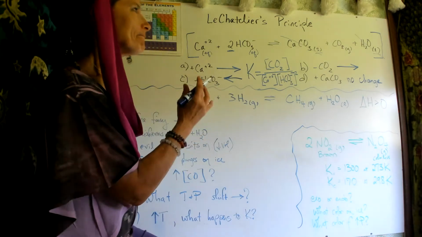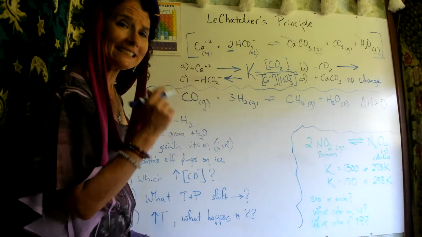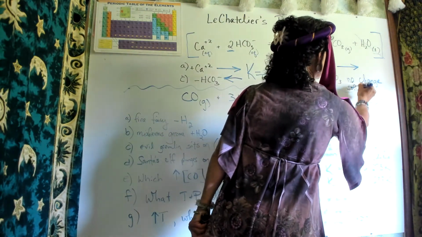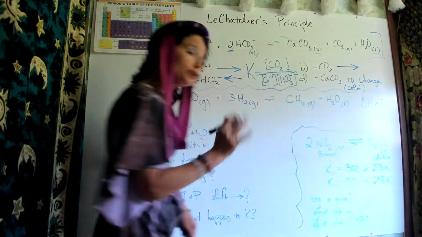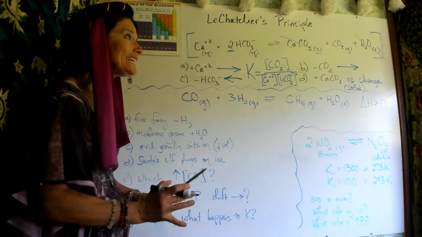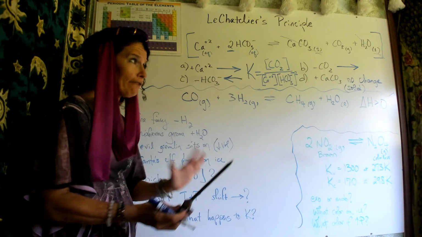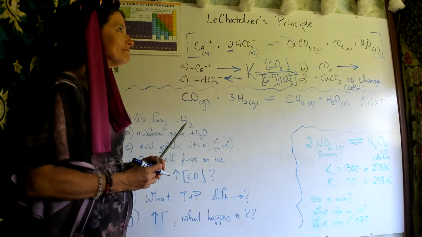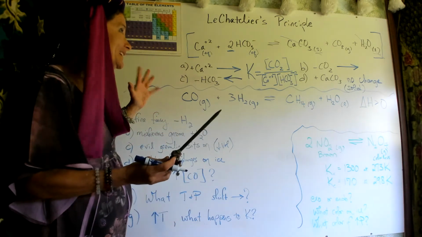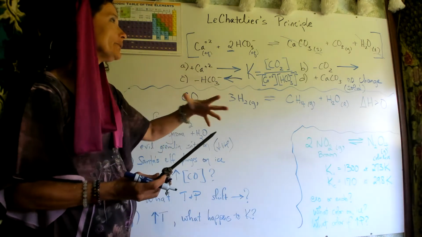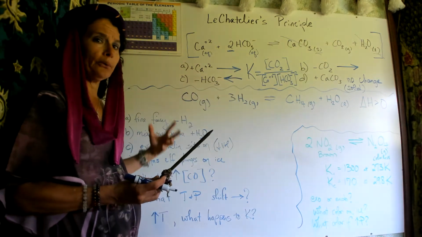All right, so there's no change because it's a solid. Now, if you took away the calcium carbonate, completely took it away, it would shift forward because equilibrium, everything's present. All right, so that's the idea. If you add something, it reacts, unless it's a solid or liquid. And if you take away something, you're going to have to make more.